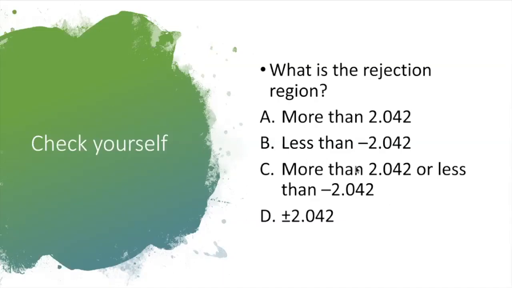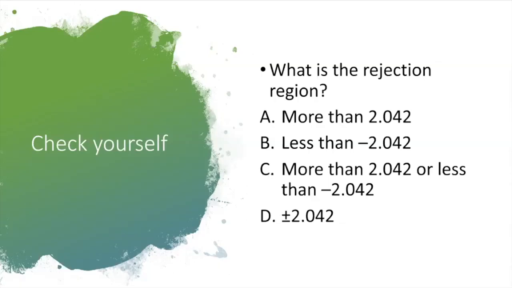than negative 2.042. The reason I put this one here is I often see people defining their rejection region as plus or minus 2.042, and that's not a rejection region. Those are two numbers. So you're basically saying you only reject the null if you get exactly 2.042 or exactly negative 2.042. So while this is our critical T, it does not define our rejection region. The answer here is C. That defines our rejection region.